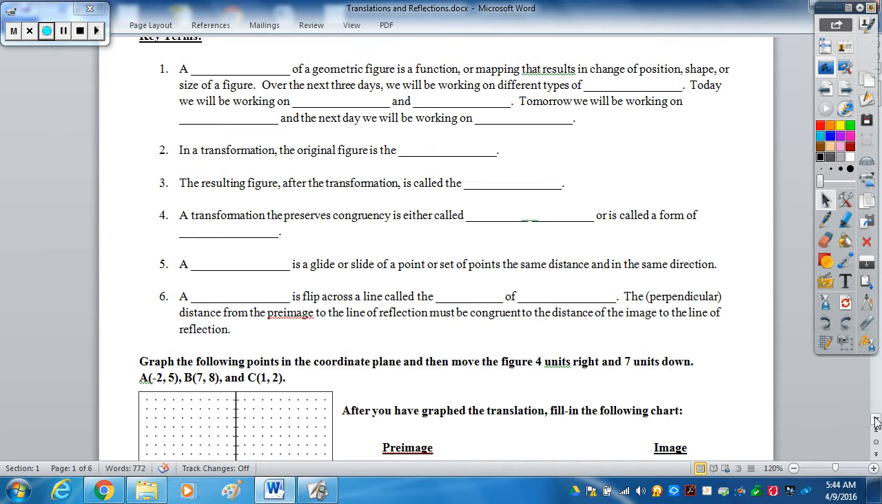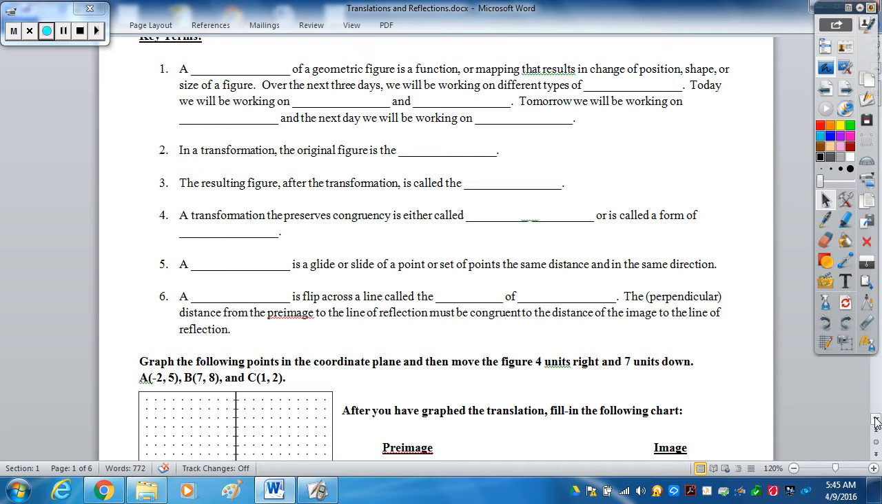Here's what we're going to be working on today. We are working on translations and reflections, and I'm going to explain specifically what both of those mean in just a little bit, and then we're going to examine how these can play out within the coordinate plane more or less. And so here's what I want you to do. I'm going to read off the blanks here for numbers 1 through 6 for the key terms, and maybe I'll explain a little bit more as we're going along, but I need you to fill this in so that you can get a better understanding of where we're headed for today.